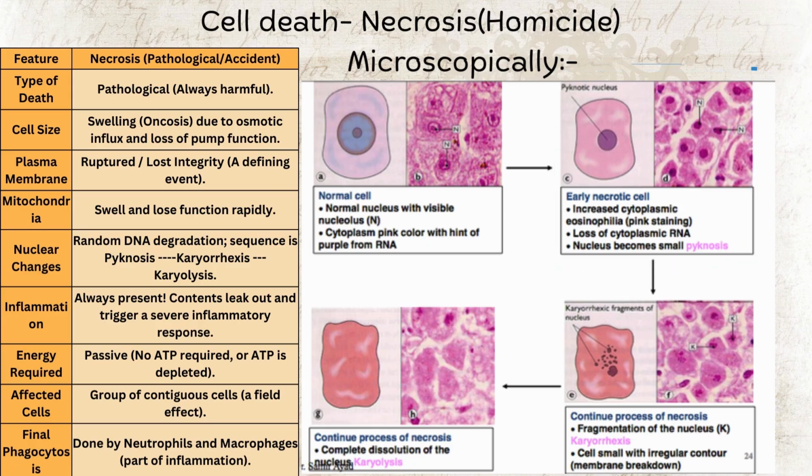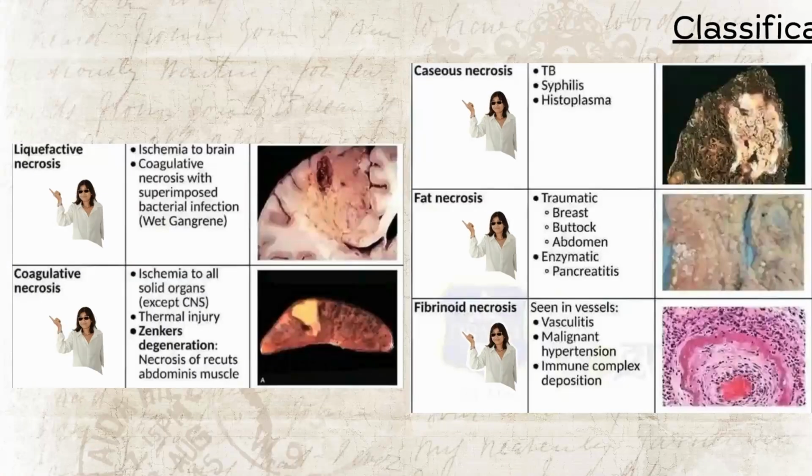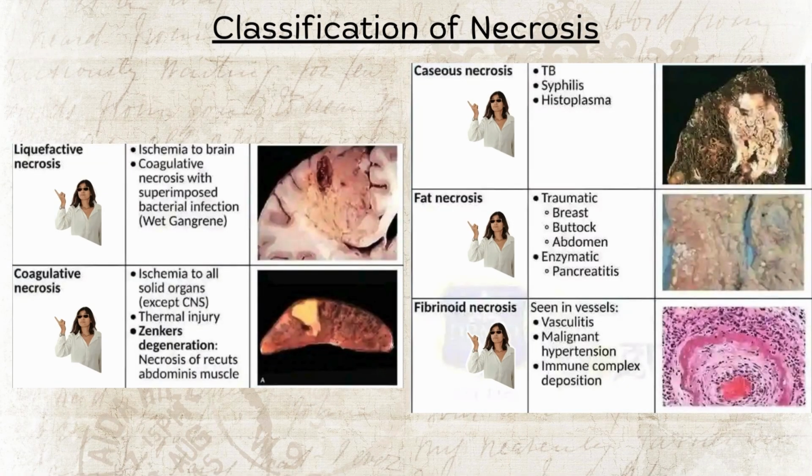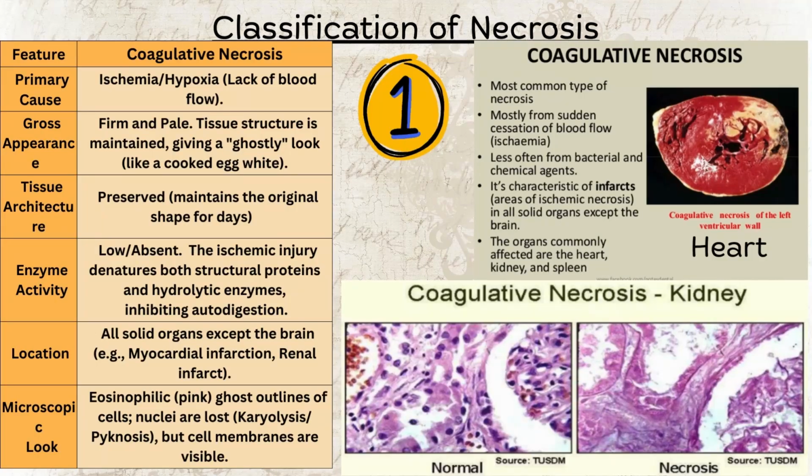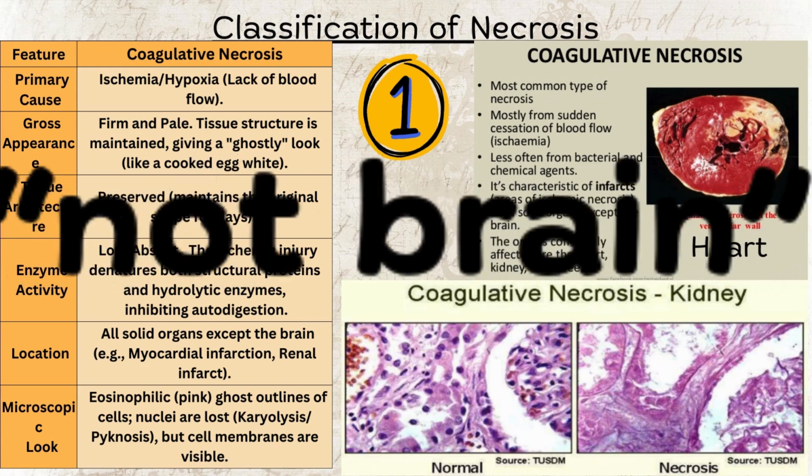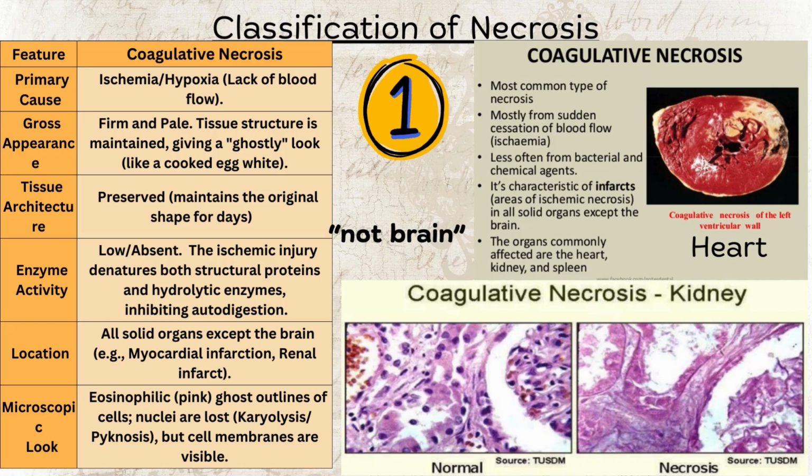Pycnosis, it shrinks and gets dark or ink dot-like. Karyorrhexis, it fragments into pieces. Karyolysis, it dissolves away completely. We classify necrosis based on its appearance, which tells us the cause or organ involved. Coagulative, the most common, caused by ischemia in all solid organs, heart or kidney, except the brain. The proteins denature and fuse, preserving the cell outline for days. It looks like a ghost town.